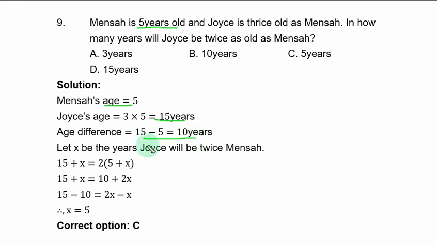So you add s to Joyce's age, that is 15 plus s, and you add s to Mesa's age, but twice. That means you multiply that expression 5 plus s by 2. If you expand the right hand side, you have 10 plus 2s. So you equate it to the left. Collect like terms. You have 15 minus 10 equal to 2s minus s, and that is s equal to 5. C is the correct option.